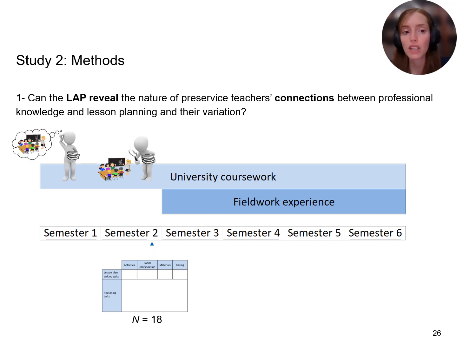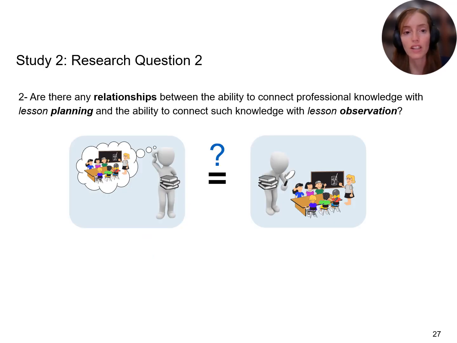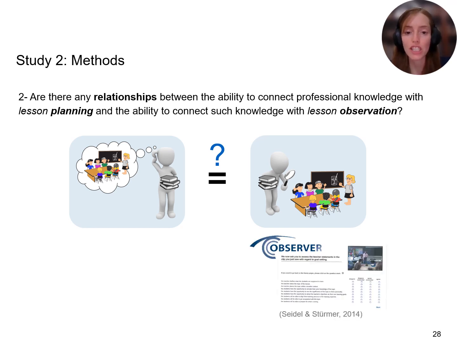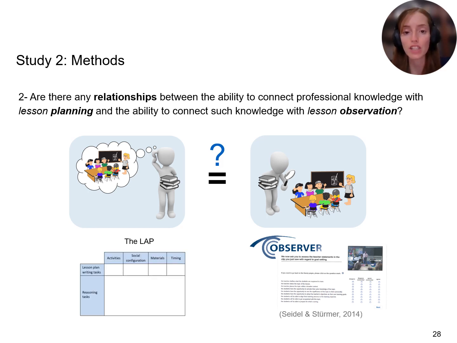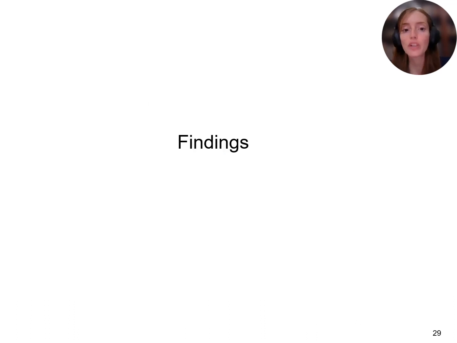Up to that moment, pre-service teachers had received opportunities for planning and observation. The second goal of this study was to explore possible relationships between planning and observation. Participants' observation skills were assessed with a professional vision test and compared with their lesson plans. Now I'm going to focus on 4 main findings of the dissertation, and I will present them and discuss them.